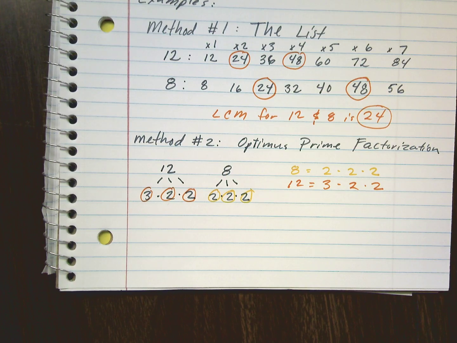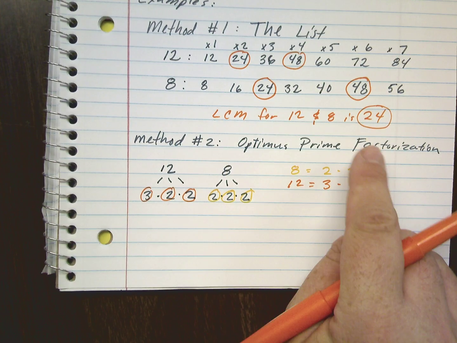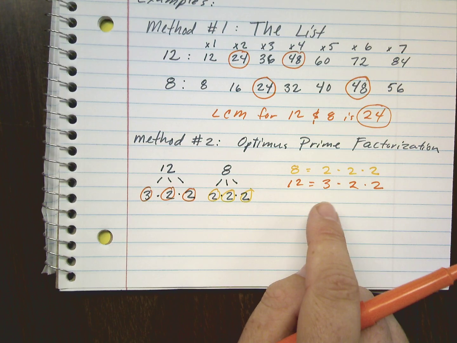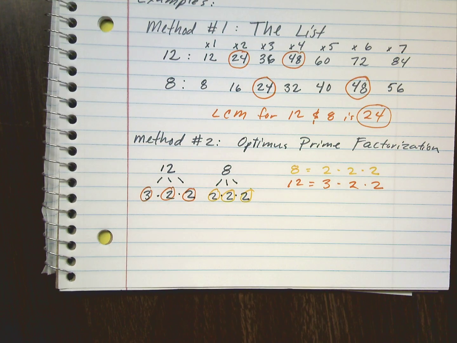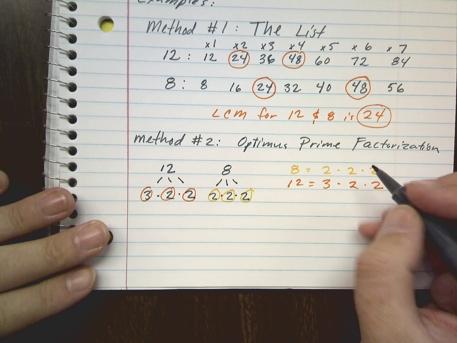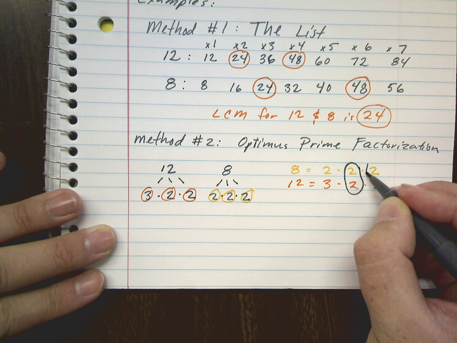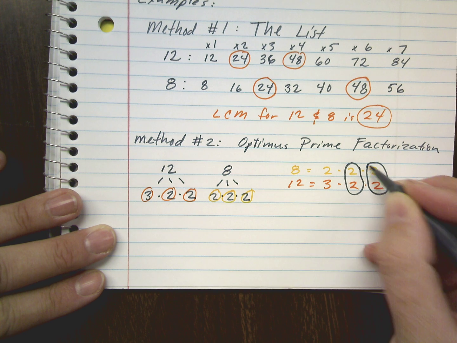Now we need to find 24. So we already know that our LCM is 24 because we used the list method. But with the prime factorization method, we need to do a couple of things. So the first thing I'm going to do is circle the ones that are matching. So I'm going to circle these ones, this pair of 2's and this pair of 2's.